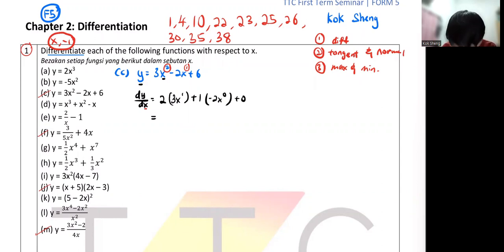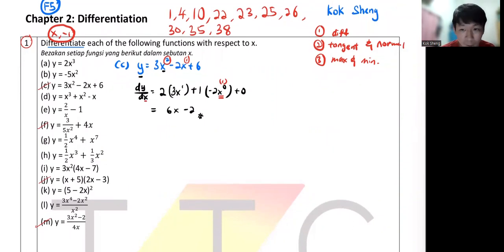So continue, open the bracket: 2 times 3x, you get 6x, and 1 times negative 2, you get negative 2. Of course, x to the power of 0 is 1, so we can skip the working. So done. Just a big recap for you. Okay, continue, we go for the F.